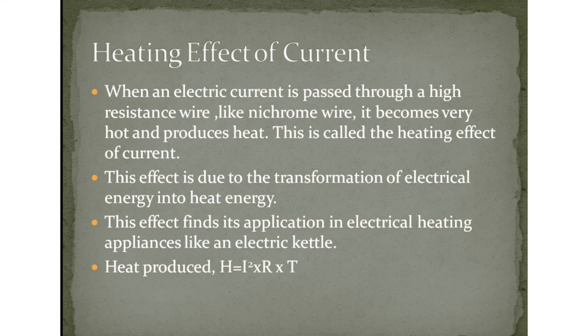For example, when electric current is passed through an electrical heating appliance such as electric heater or electric kettle, most of the electrical energy is converted into heat. So this effect finds its application in electrical heating appliances. How do you calculate heat produced? H is equal to I square R.